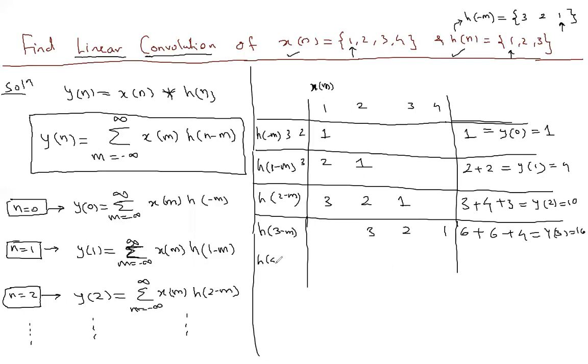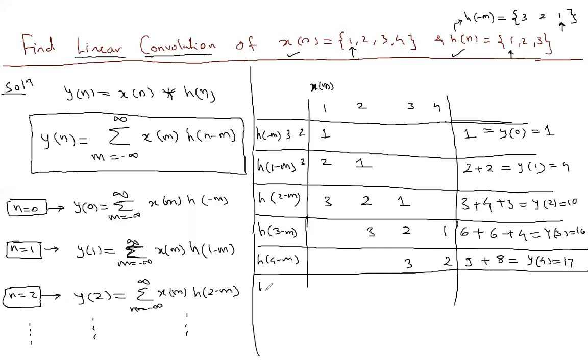Next, I'll find h of 4 minus m, which is one more shift from h of 3 minus m. So 3, 2, 1 is really out of the scope here, so I'm just going to write down 3 and 2. 3 times 3 is 9, and 2 times 4 is 8. And that is y of 4. The value of y of 4 is 17. So I got that, and then let's solve more.